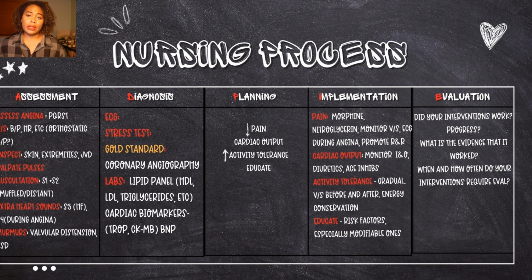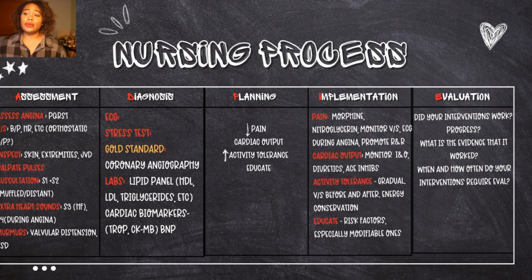For education, you want to educate them on their modifiable risk factors, their diet, their exercise, their stress level. If they are smoking, stopping the smoking, treating themselves right, doing all the healthy things and making healthy decisions, things that they can control.